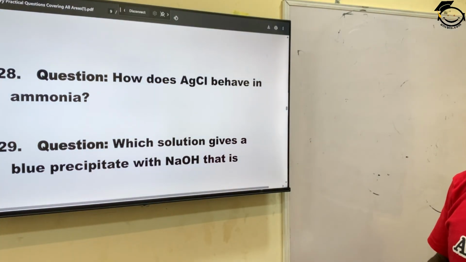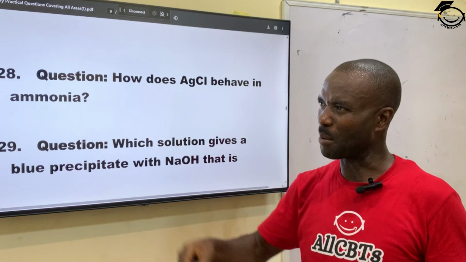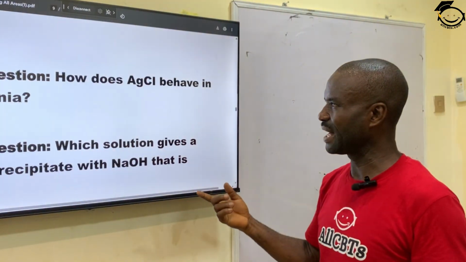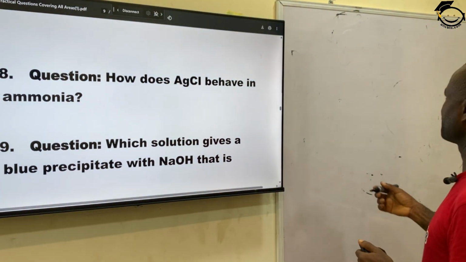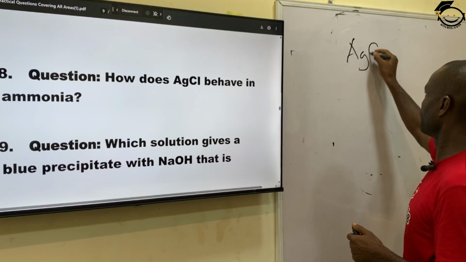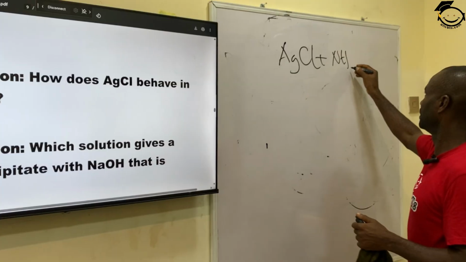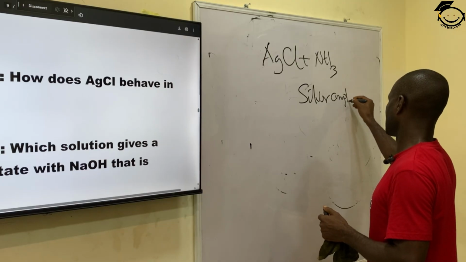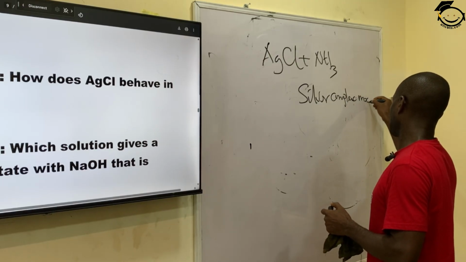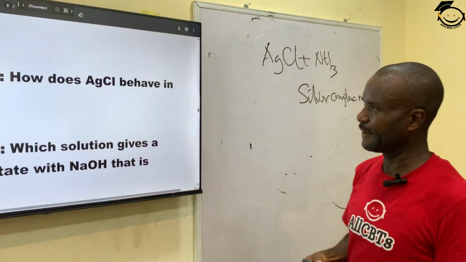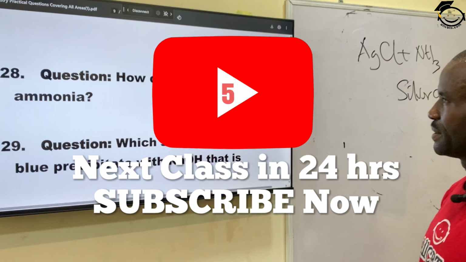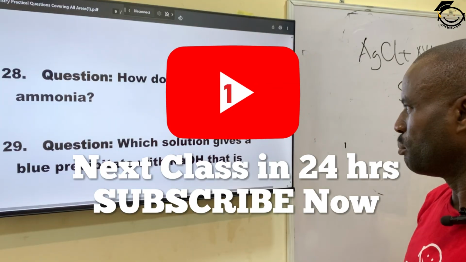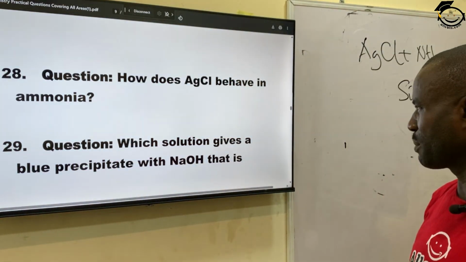Question 28 says, how does silver chloride behave in ammonia solution? Silver chloride reacts with ammonia to form a soluble silver ammonia complex, which is soluble in excess ammonia.